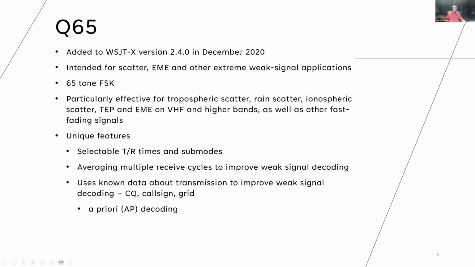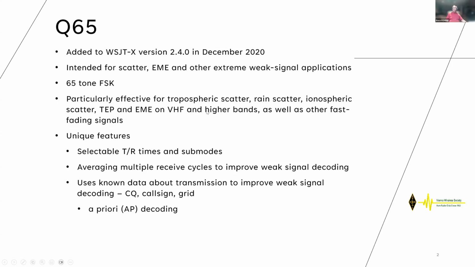Q65 was out in December 2020. As Don was alluding to, it is a scatter EME extreme weak signal mode. It is 64-tone frequency shift keying, compared to 4 for FT4 and 8 for FT8. And it's really good at scatter of all kinds: tropospheric, rain, ionospheric, TEP (trans-equatorial propagation), and EME.